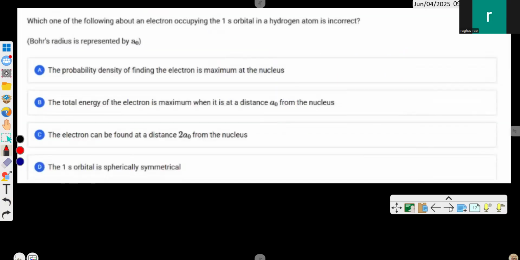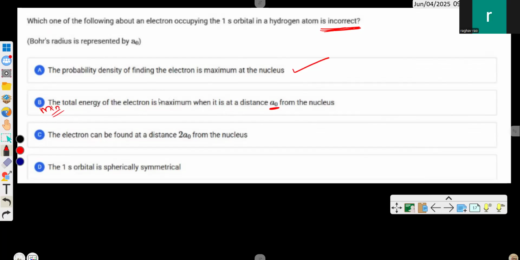Then, which of the following about an electron occupying the 1s orbital in a hydrogen atom is incorrect? Incorrect. So incorrect is the probability density of finding electron is maximum at the nucleus. This is correct for s. The probability of finding the electron is maximum at nucleus. The total energy of the electron is maximum when it is at a distance of a naught. No, no. This is minimum.